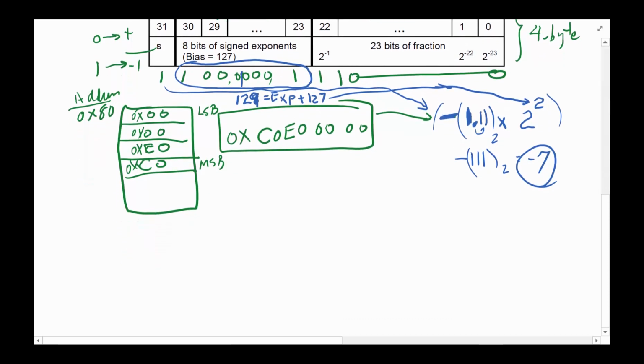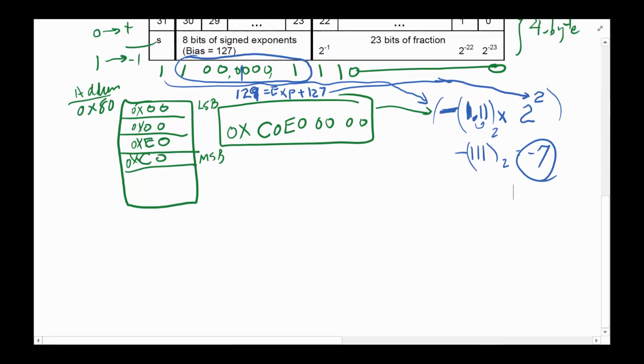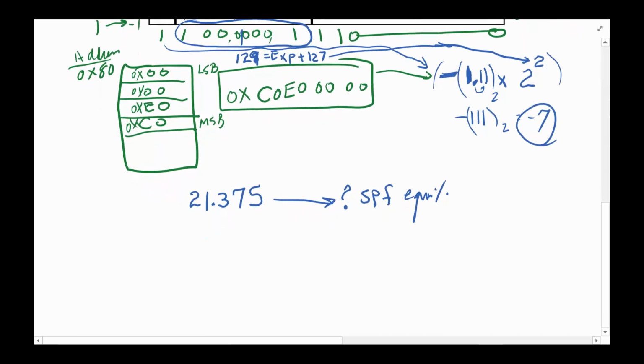Okay, so now that we have a little understanding of how you take a number given to you, a single precision floating point number, and figure out the decimal number, we did that. Now let's go the opposite way. They'll give us a decimal number, 21.375, and ask us what is the single precision floating point equivalent. First of all, it's a positive number, so the sign is equal to 0.